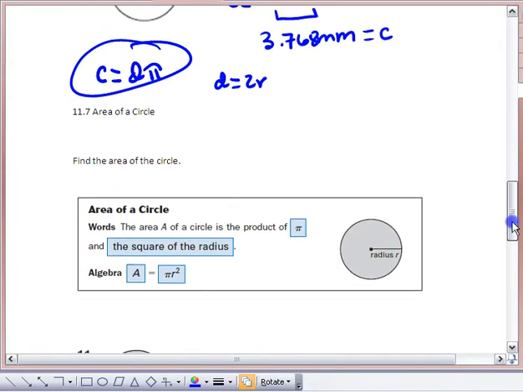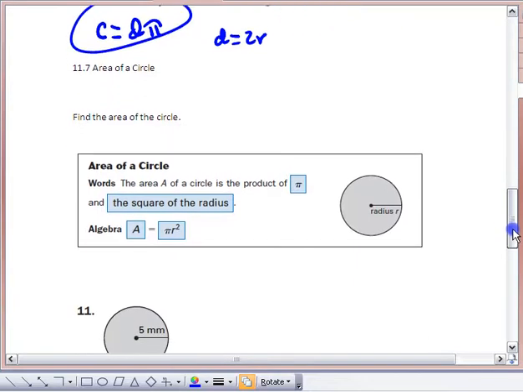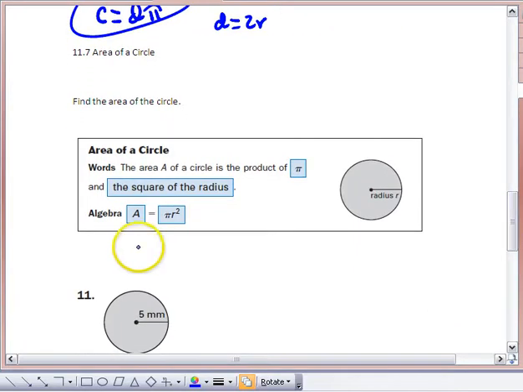Area of a circle. To find the area of the circle, you're going to take pi times radius squared. Now let's think about why that's true. Let's draw a circle. Okay, here's my circle. And let's say that I divide my circle into equal pieces. Now, I'm not going to be able to draw this perfectly, but we'll get the general idea.